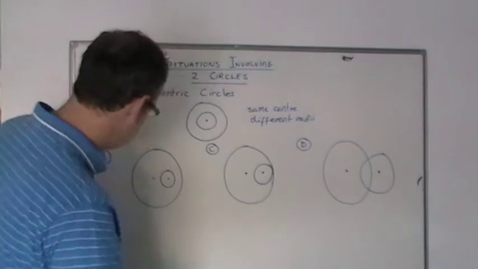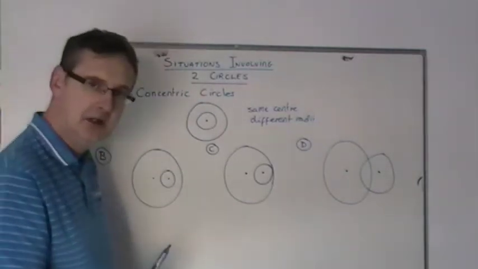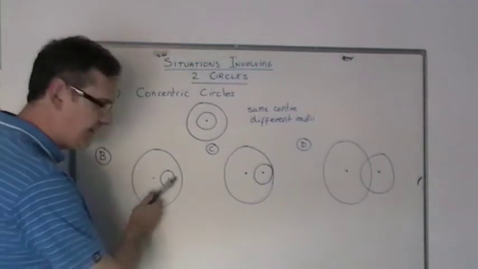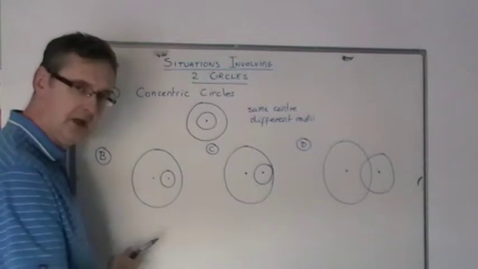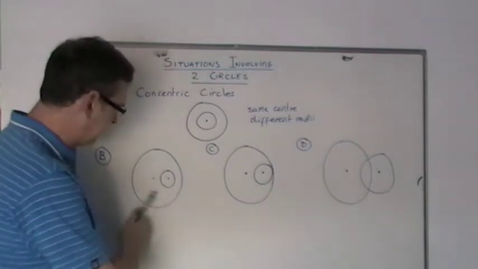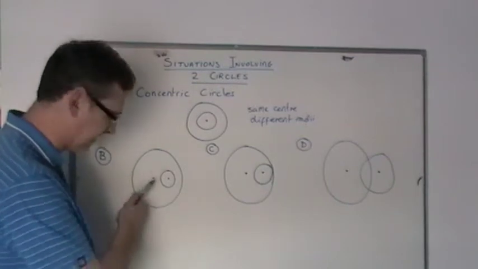A situation B could be something like this, where you've got one circle contained within another, but they don't have the same centre point. That's a situation that could exist. But I've got to be honest with you, I have rarely, if ever, seen a question involving that type of situation.